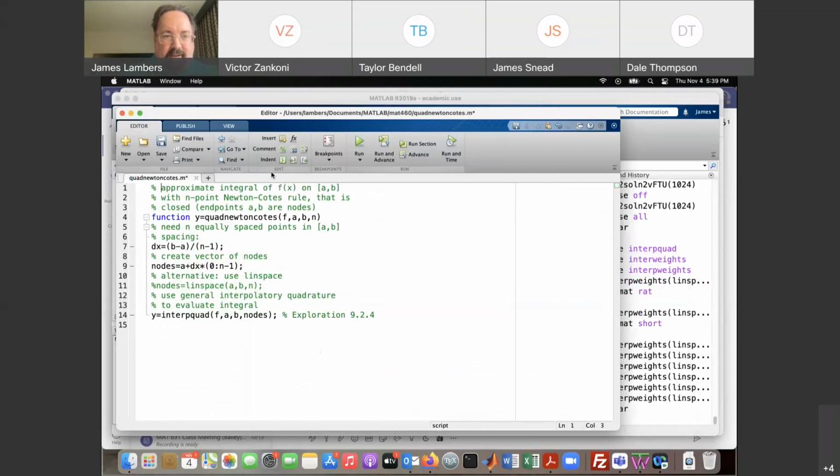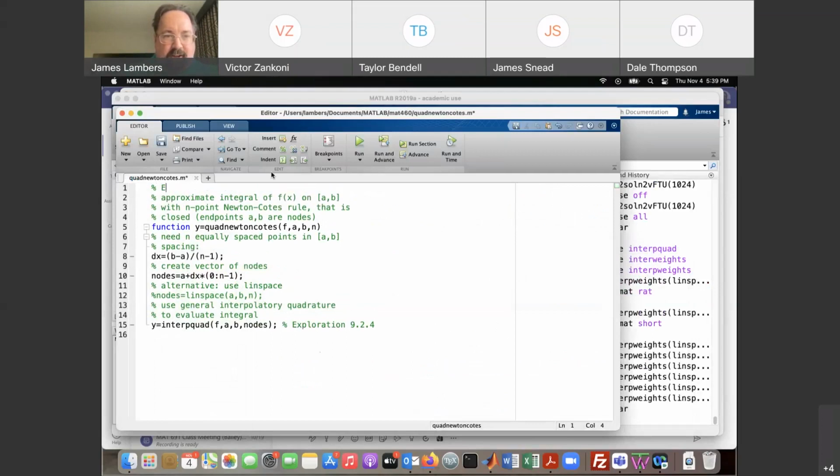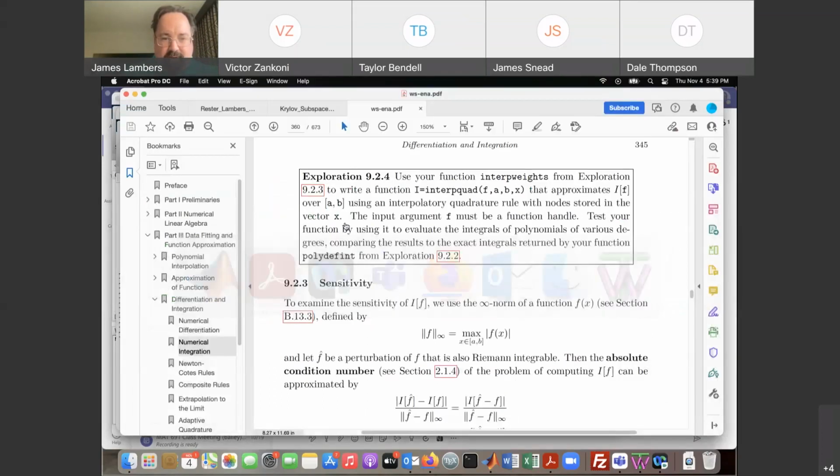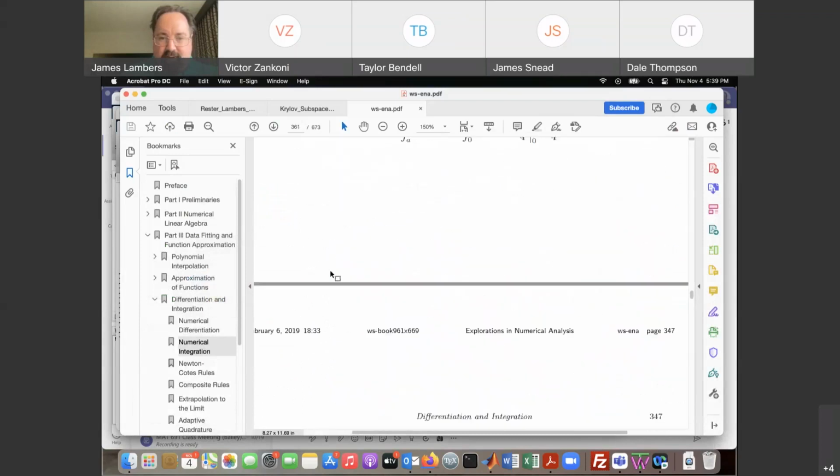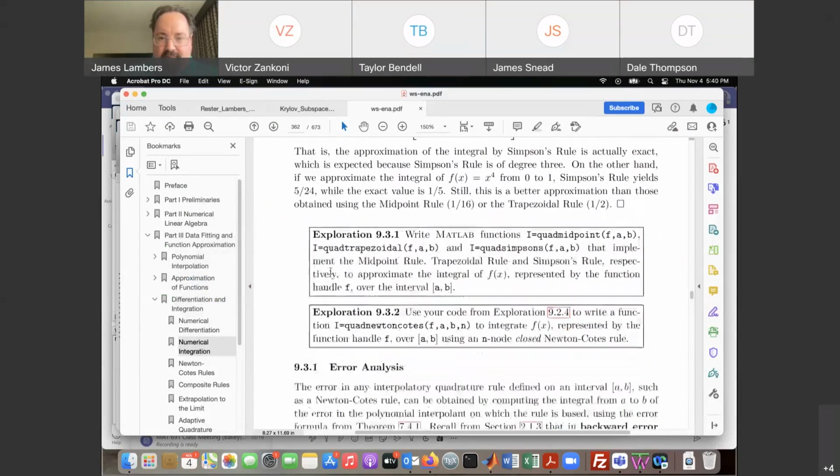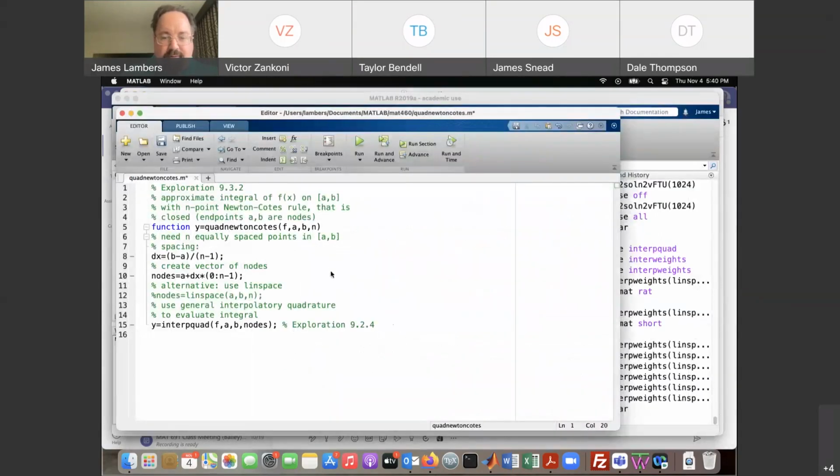This problem actually is an exploration. It's just one that I did not assign. So I'm fine with showing you the code for it. And it's 9.3, check 9.3.2. Okay, so here the parameters are a function you want to integrate, the interval you want to integrate on, and then you specify the number of nodes for your Newton-Cotes rule.